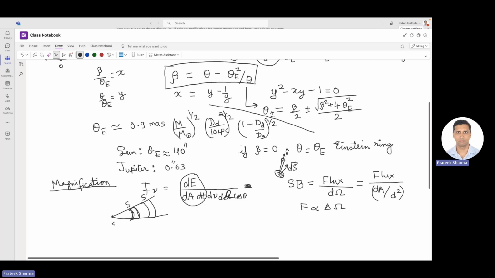This distance is your beta, right? The true position from this axis was beta, if you recall, and this is the apparent position, which is angle theta. And what is solid angle? In the phi direction, they will have equal magnification. That's easy to see because all the points in the phi direction are symmetric. It's only in the radial direction that it gets stretched or squeezed. So delta phi, this angle, remains the same for the source and for the image.